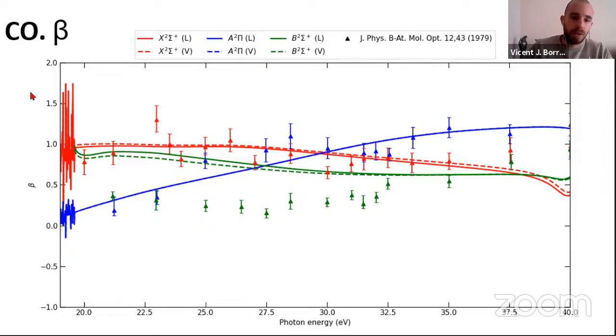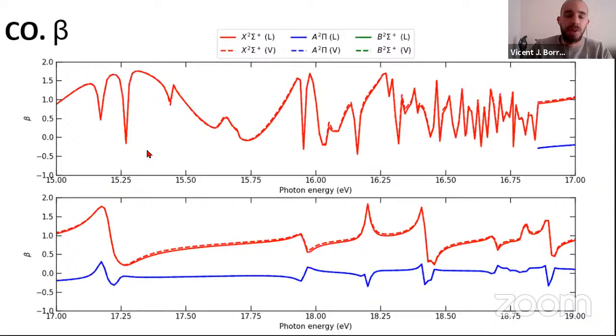If we focus on this region, we see what we were saying: that the resonances are changing the preferred direction of ejection of the photoelectron. For example, if you remember what we said before, when beta was close to 2, the preferred direction was almost parallel to the laser polarization axis. And when it was close to 0, all the directions had almost the same probability. So we see how resonances are changing this.